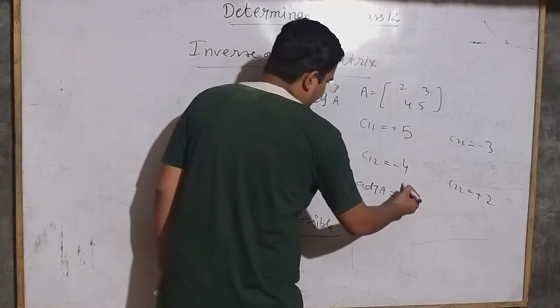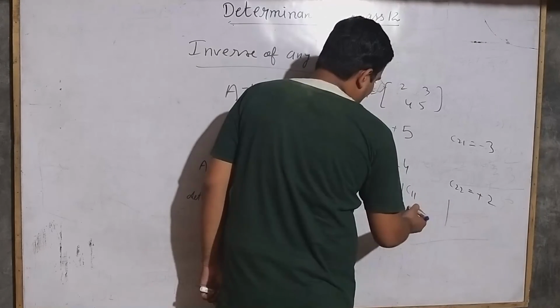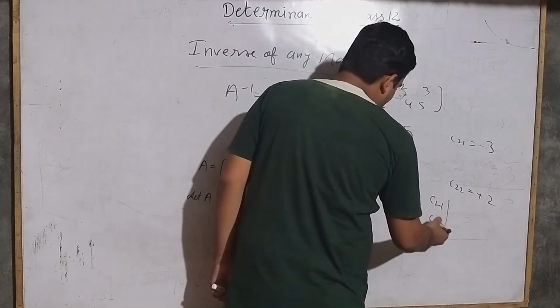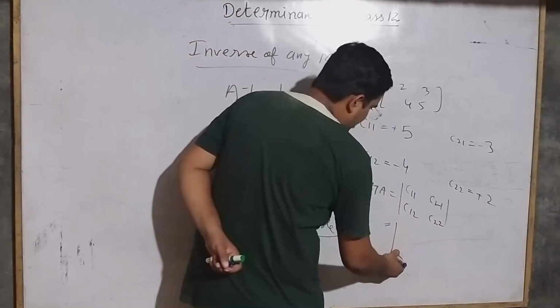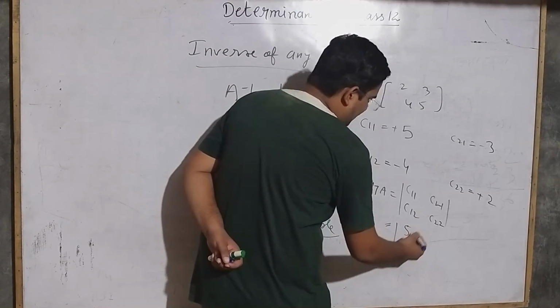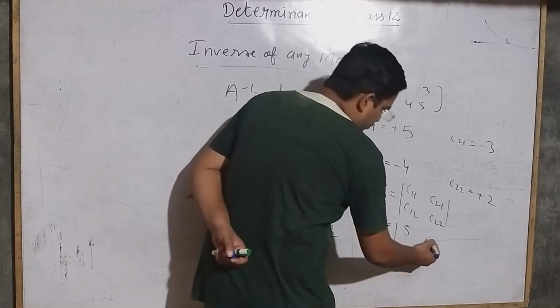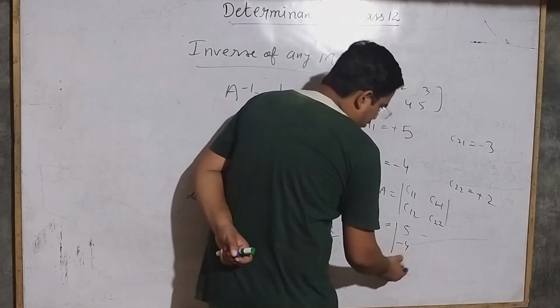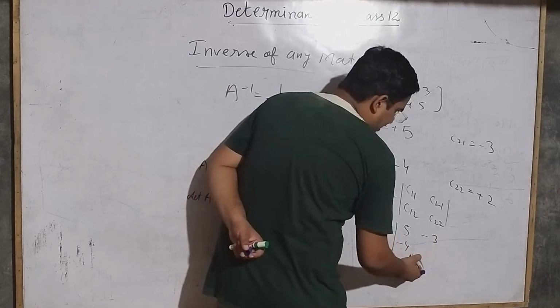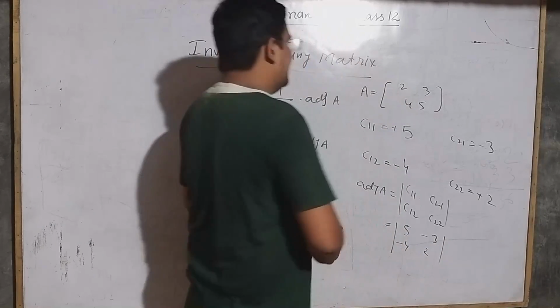What is the value of the adjoint of A? I told you C11, C12, C21, C22. Put in the values. What is the value of C11? 5. What is the value of C12? This is minus 4. C21 is minus 3 and C22 is 2. Just apply the formula.